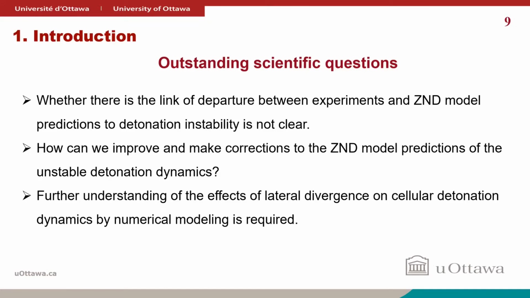Previous works have shown that the generalized ZND model can relatively well predict the weakly unstable detonation dynamics and fails for the highly unstable detonations. However, whether the departure between experiments and the ZND model predictions is linked to detonation instability is still not clear. The second question is, how can we improve and make corrections to the ZND model predictions of the unstable detonation dynamics? Moreover, since in experiments it is very hard to evaluate the effect of lateral strain on the unsteady 2D detonation structures, further understanding of the effect of lateral divergence on cellular detonation dynamics by numerical modeling is necessary.